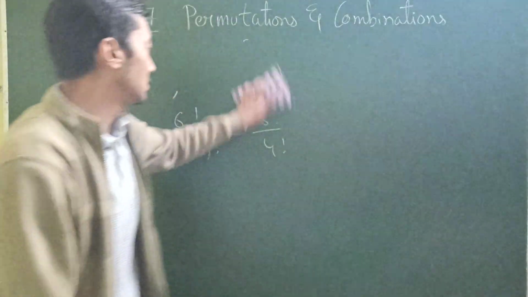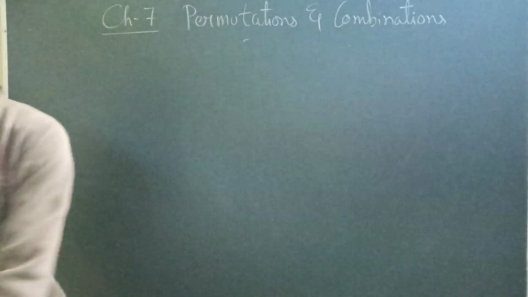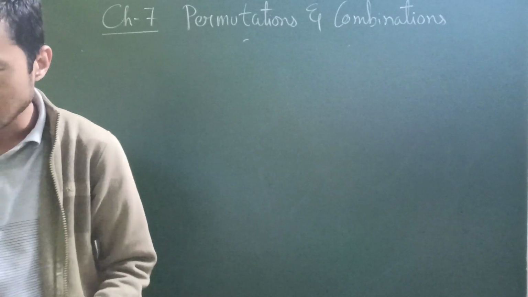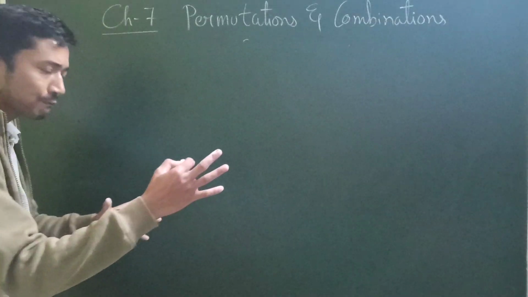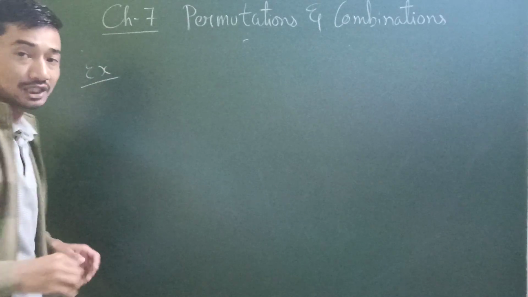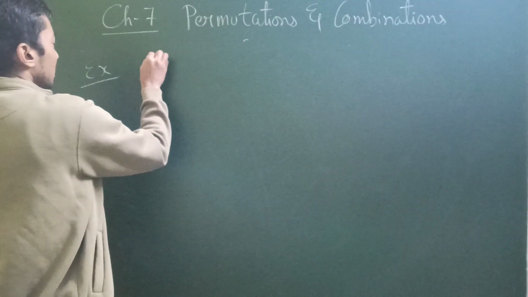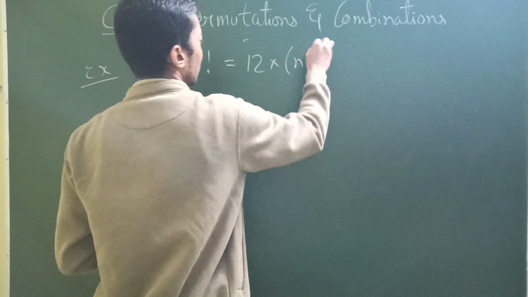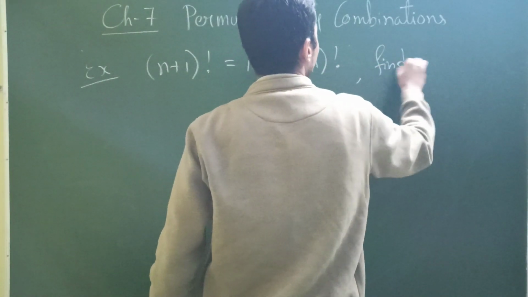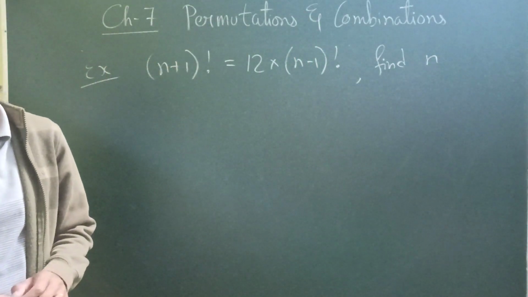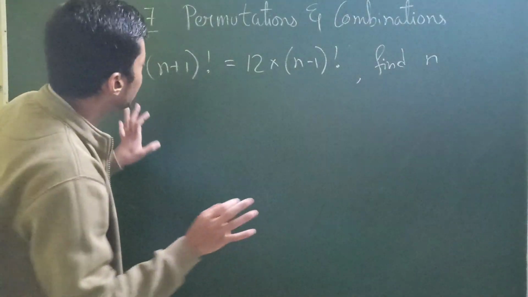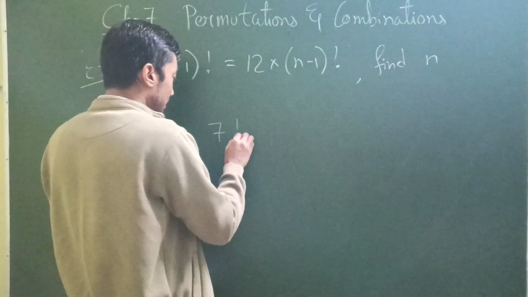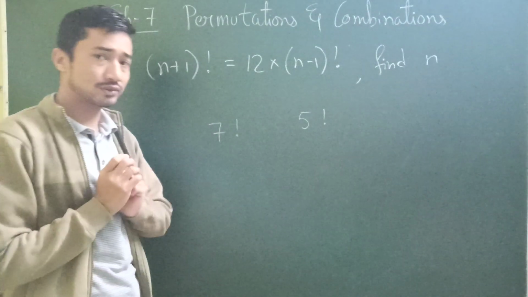So these are just some basic problems that help us learn factorial notations and understand the concept of factorials. Now let's try and solve some general, very important questions which will really help us remove the confusion with factorial notation. Some examples: n plus 1 factorial is equal to 12 into n minus 1 factorial. Question is, find the value of n. Alright, let's balance these two sides by expanding some of the factorials. Now listen carefully. For example, 7 factorial, 5 factorial. If we have 2 factorials, think.